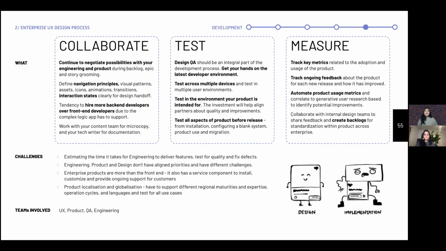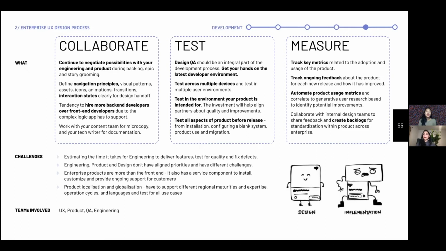Yeah, so I did make a point about product localization and globalization. You have to really support different regional maturities and expertise. Just know that nobody will do the same job as your ideal user. And you really have to understand how they work in different contexts and different environments to make sure that you're producing the right kind of software for the 80%.